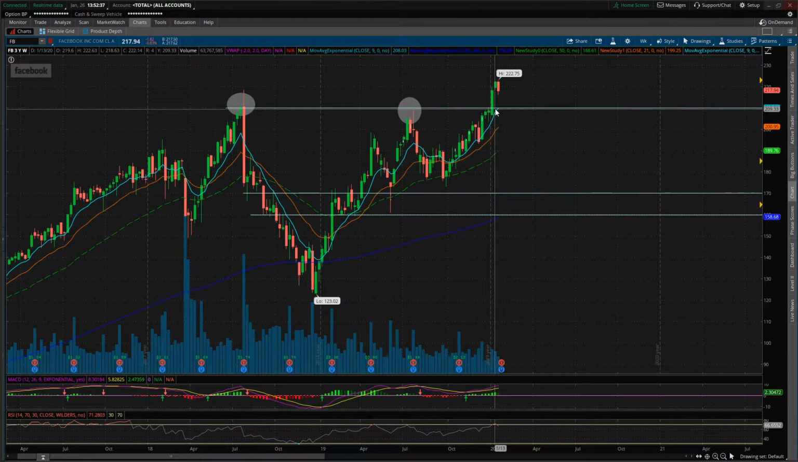So if I was trading Facebook, I'd keep an eye here at this 210 level to see if we break out of 210. We have room to go higher because we've broken the resistance, right?